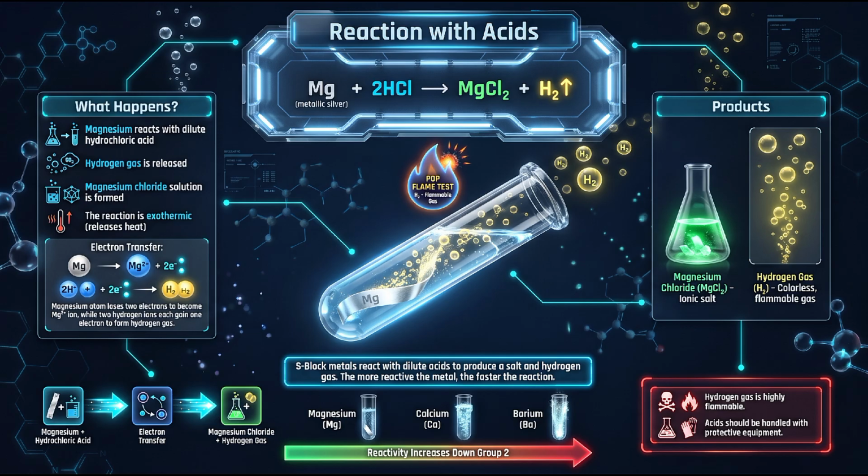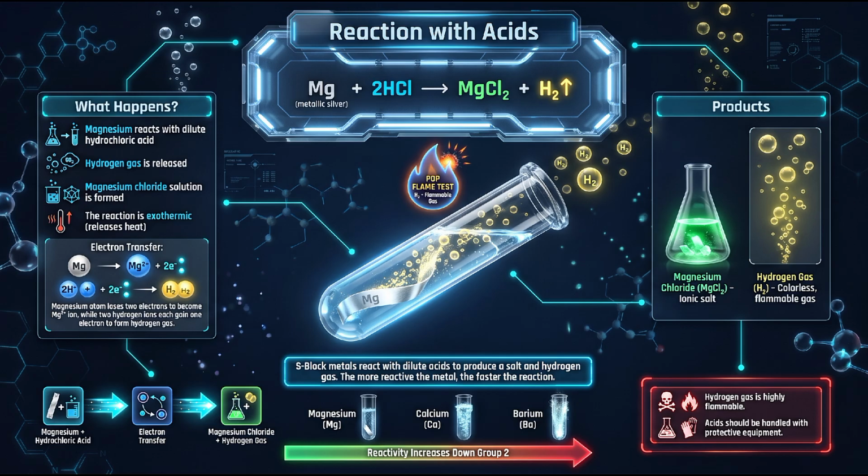This increasing reactivity is one of the most important periodic trends in the chemistry of alkaline earth metals. Although the image uses hydrochloric acid as an example, group 2 metals react similarly with many other dilute acids. For example, magnesium reacts with dilute sulfuric acid according to the equation Mg + H2SO4 → MgSO4 + H2. Here, the salt produced is magnesium sulfate instead of magnesium chloride, but hydrogen gas is still released.